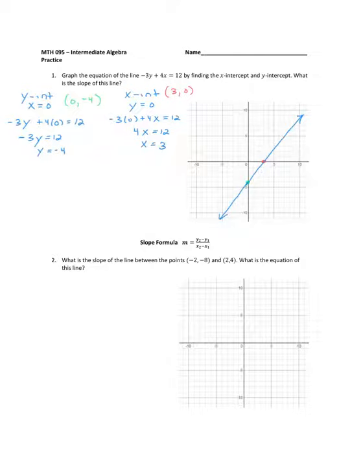Okay, I also want to focus on the slope formula, which I put down here. So what is the slope of this line? That was the last part of this question. To determine the slope, what we talked about last class, you can define it as the rise over the run. So starting with this point here, the rise is 1, 2, 3, 4, and the run is 1, 2, 3. So I know the slope of this line is positive 4/3. I'll put that here.